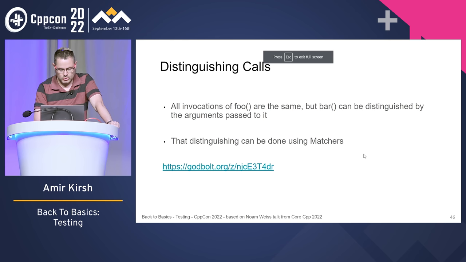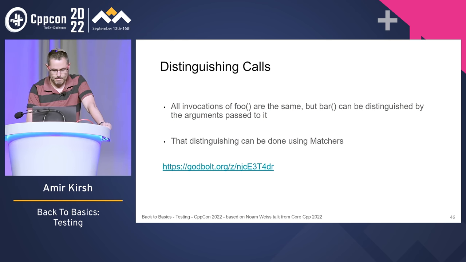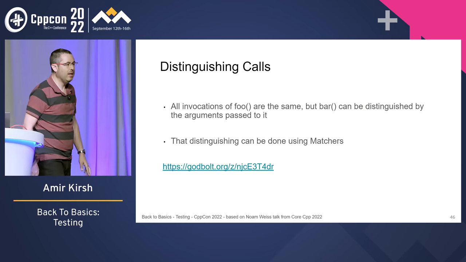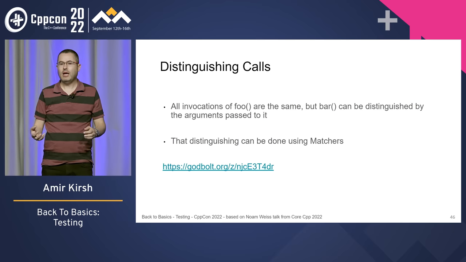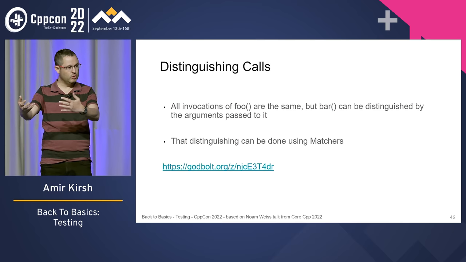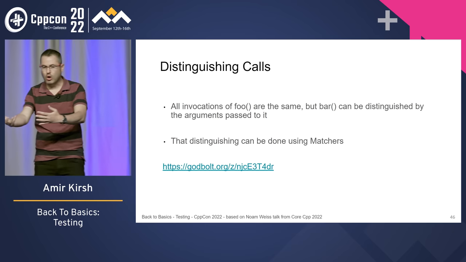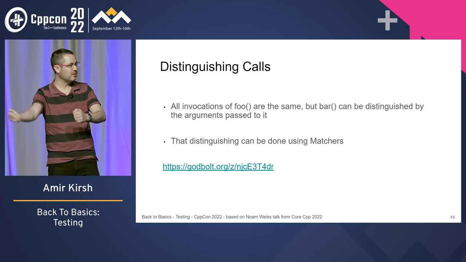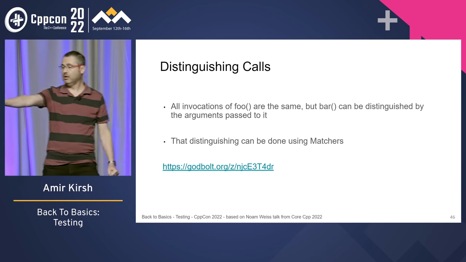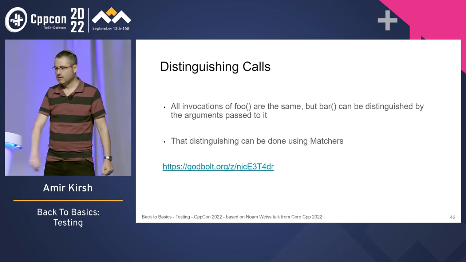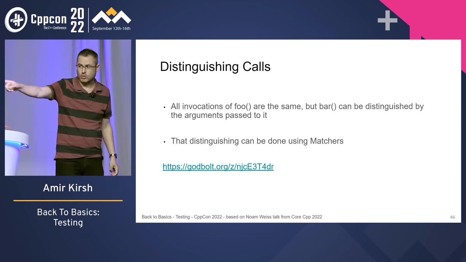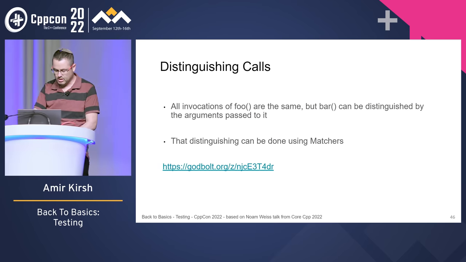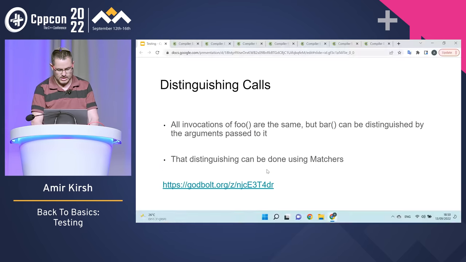Distinguishing calls. I can, in a way, distinguish the call and ask that I expect the call to a function on the mock, but I expect the call to be done with certain arguments. Or I expect it to be called with the arguments of this and that. On foo, we couldn't do that because foo was void. Foo didn't get any arguments, but we can do that on bar. If you remember, bar did get arguments. So let's take a look.